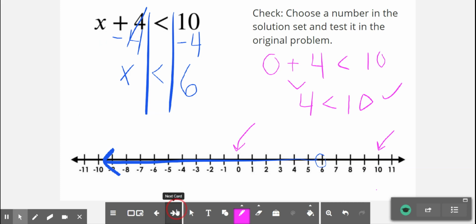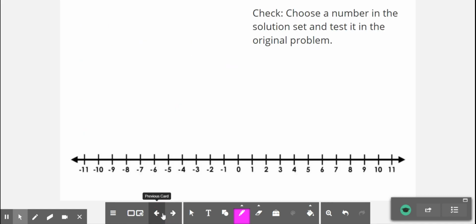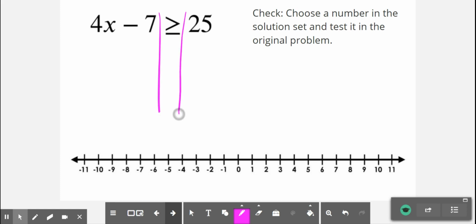The next example is a two-step inequality. This one, 4x minus 7 is greater than or equal to 25. So just like the last one, I start with railroad tracks, and I want to isolate the variable. So I would use the reverse order of operations. So I'd get rid of the subtraction first by adding 7.